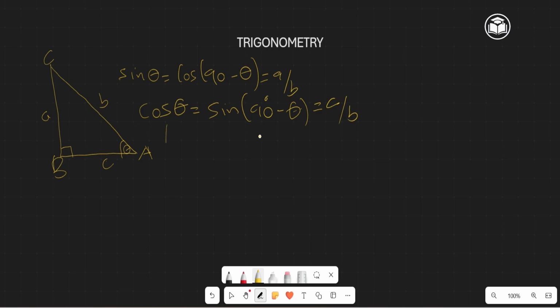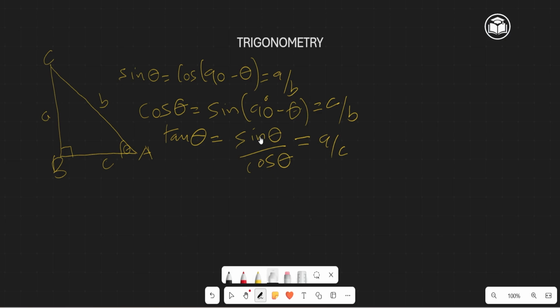For the case of tan of that angle, again this will be sine theta, which is opposite, over cos theta, which automatically translates to A over C. And this should be the general rule of trigonometry in terms of cos and sine.